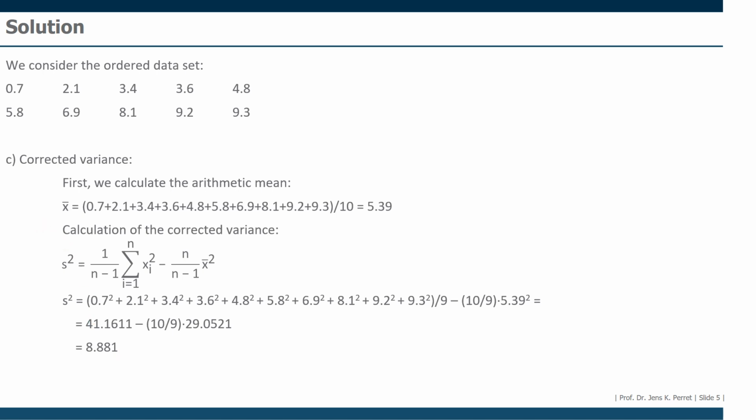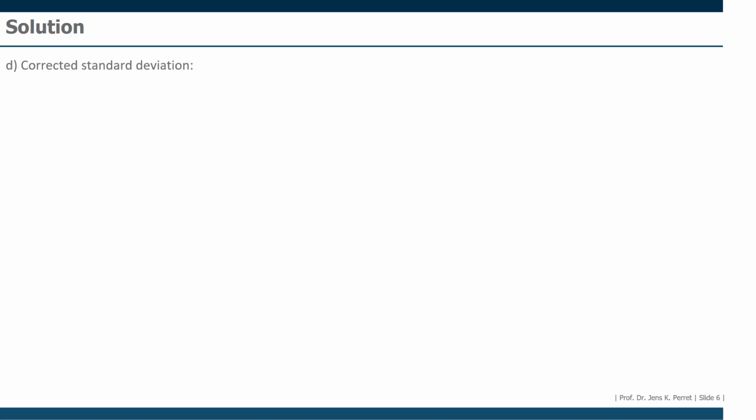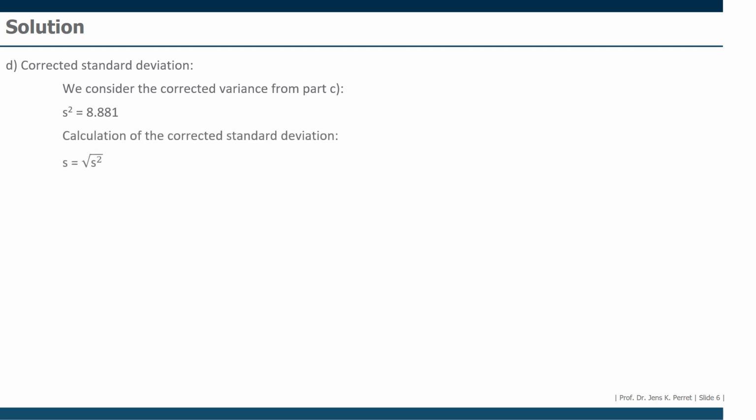Well, that's, I would say, almost all of the work to be done in this exercise, because now we're only left with the standard deviation. That's part D, the standard deviation. However, we can simply use the variance from the previous slide and get the standard deviation by taking the square root of the variance. So here, the square root of the variance yields us 2.9801, which is our standard deviation, which is our corrected standard deviation. So once I use the corrected variance, I always get the corrected standard deviation. If I were to use the uncorrected variance, I will get the uncorrected standard deviation.